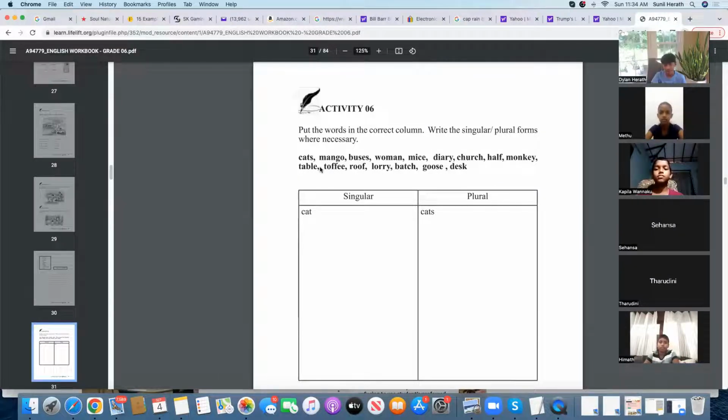So the next word is table. Is that singular or plural? Singular. Yes, singular. What is the plural version of table? Tables. Yes, thank you. What is a toffee? Is it singular or plural?